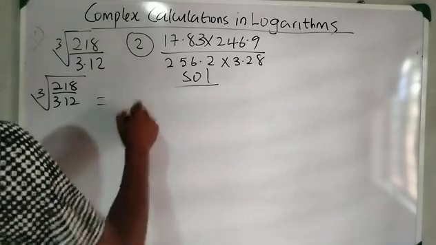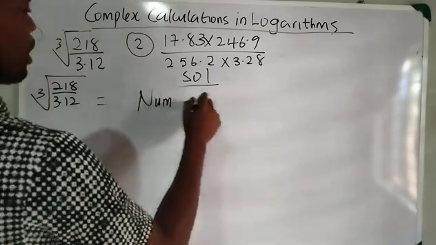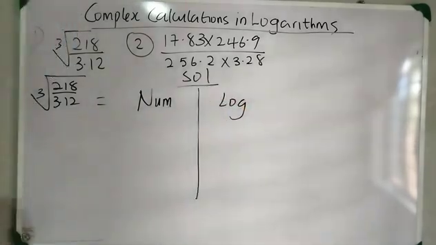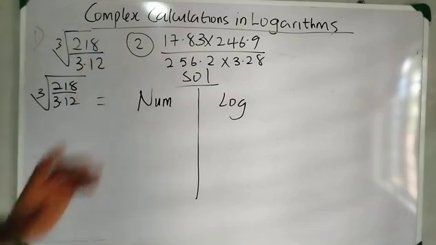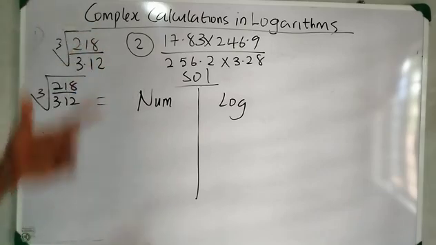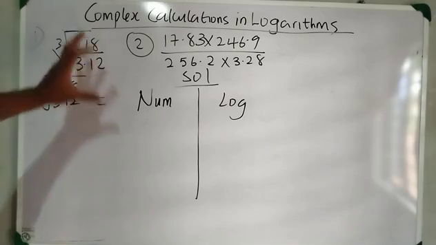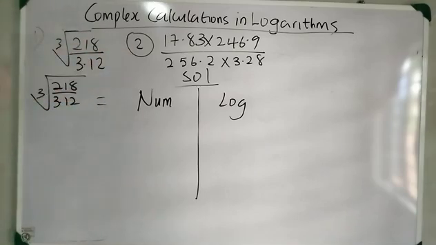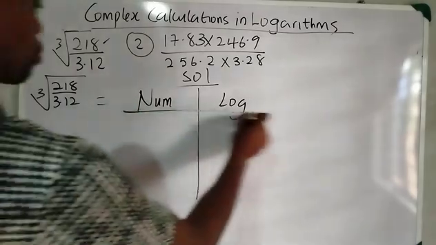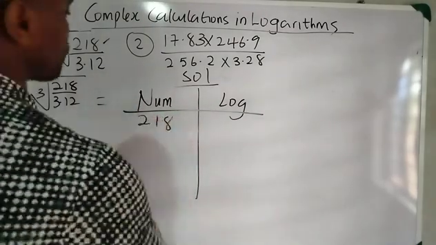Alright? So the first thing we want to do is draw a table of number and logarithm. Alright? So when we do that, let's figure out our mode of operation. Out of everything here, which is the first number we're writing? Don't forget, this is a root, so we cannot start with it. We also cannot start with a division. So we have to start with the first number. What are the numbers? 218 and 3.12. Which one should I start with? Obviously, common sense will tell you to start with the one at the top. So we are going to start with the one at the top, which is 218.